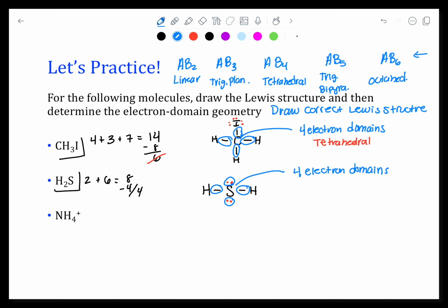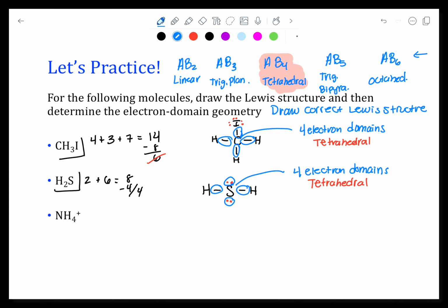Okay, 2 of those are from bonds, 2 are from lone pairs. But it doesn't matter if they're a bond or a lone pair, as we talked about with counting our electron domains earlier. So our notation that has 4 electron domains is again AB4, or tetrahedral. So this answer would be tetrahedral. Okay, so we can have the same electron domain geometry even though we have completely different looking structures, because electron domains can be identified as either bonds or lone pairs.